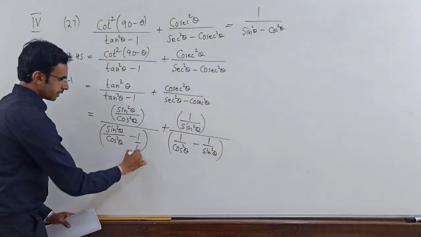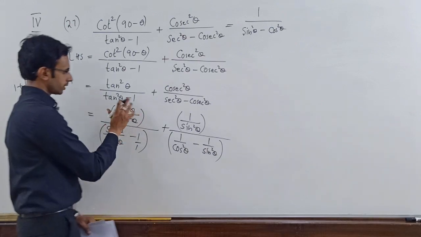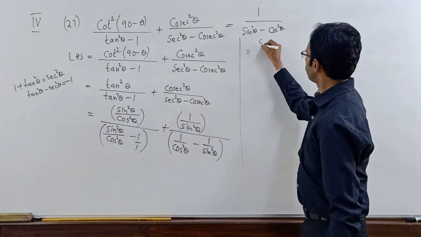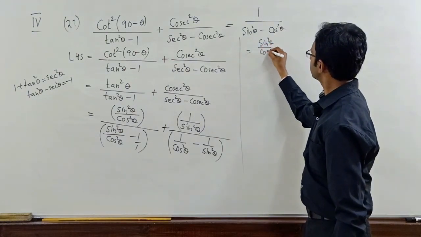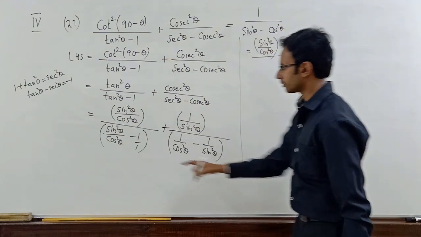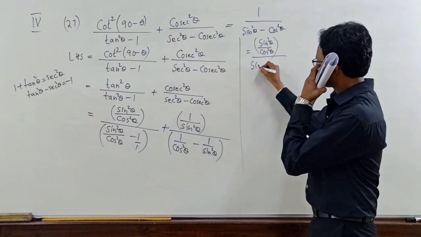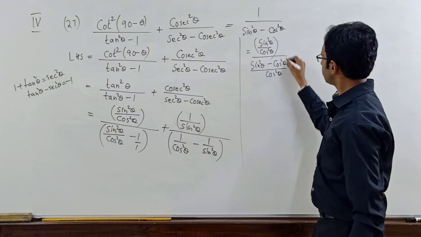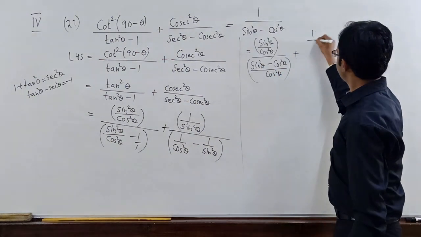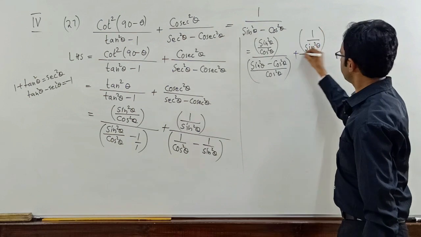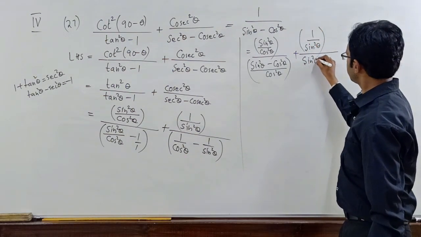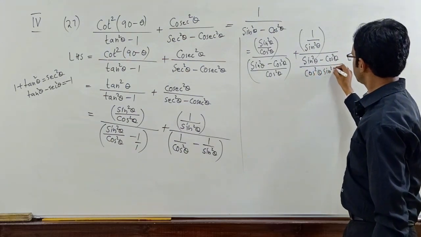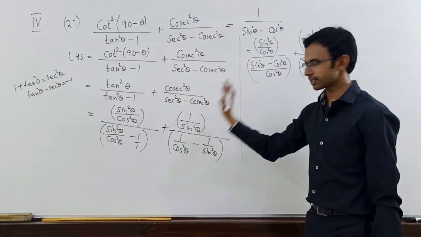Numerator will keep as it is, but denominator we take butterfly multiplication. So sine square theta divided by cos square theta will be as it is, but denominator butterfly multiplication. So you get sine square theta minus cos square theta divided by cos square theta plus 1 divided by sine square theta divided by sine square theta minus cos square theta divided by cos square theta sine square theta. So in both cases we have applied butterfly multiplication in the denominator.